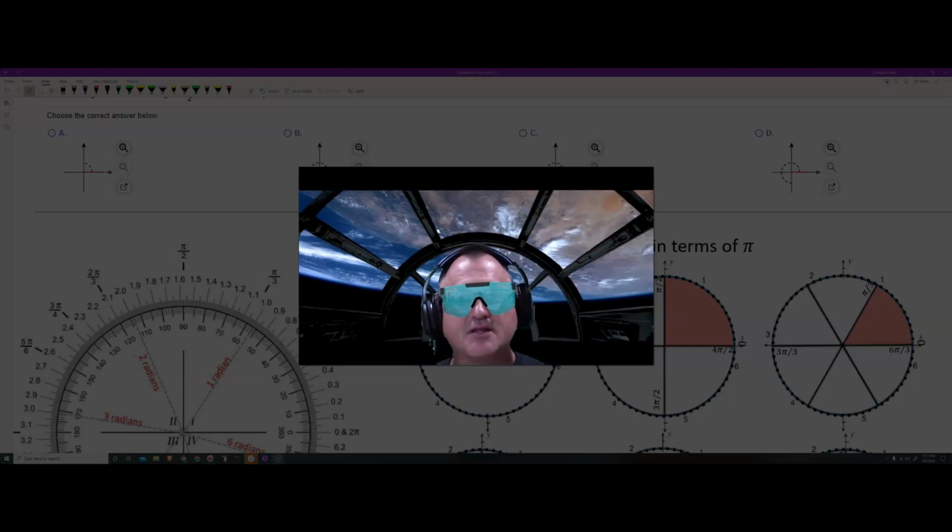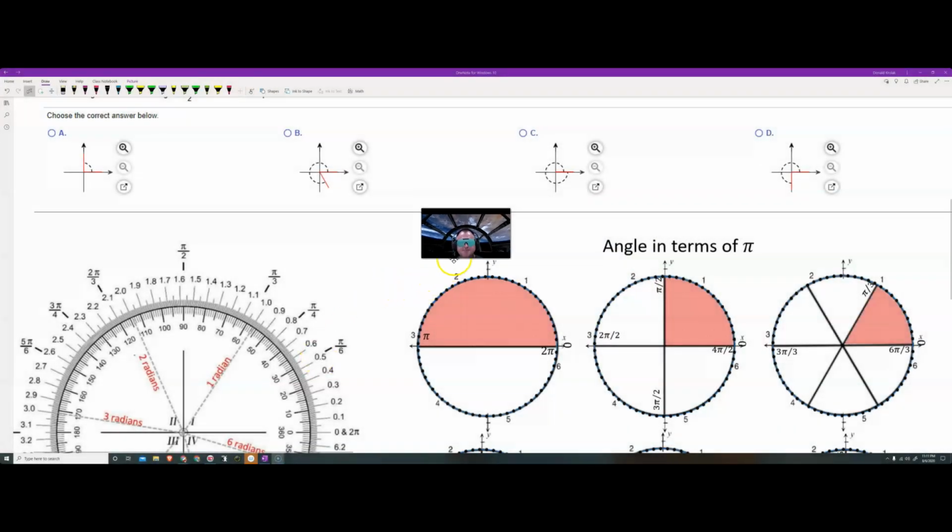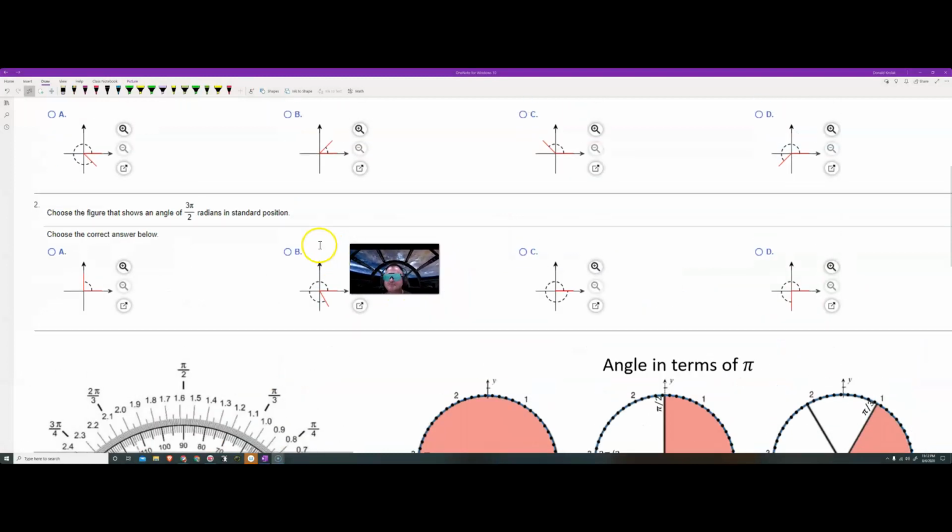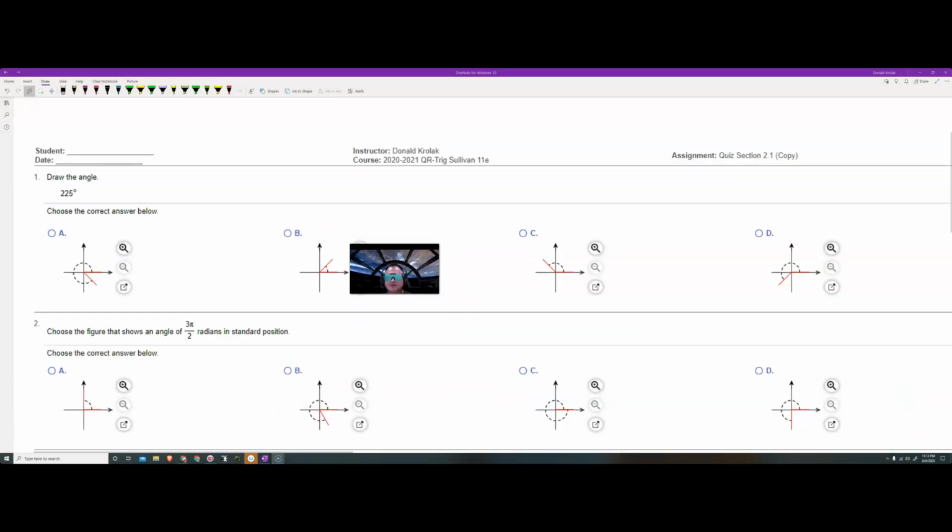So let's take a look at the first question here, where the first thing we talked about was how to draw angles in standard position. Okay, so here's your first question. Draw an angle that is 225 degrees. Pause the video. Pick your choice, and let's see how you did.